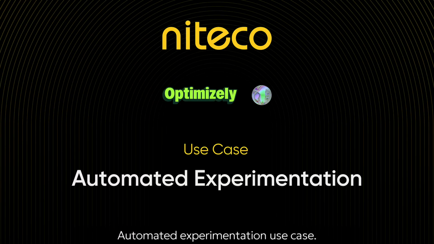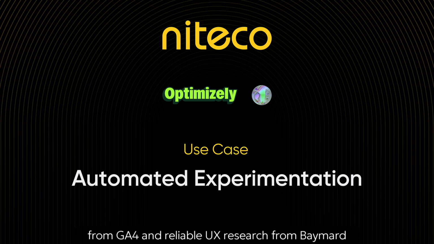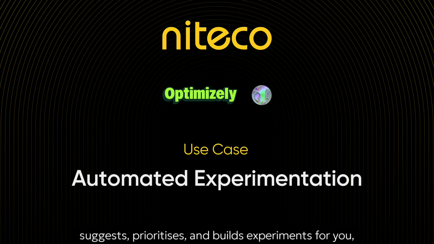Automated experimentation use case. Opal reviews your page, gathers real user behaviour from GA4 and reliable UX research from Baymard, and identifies areas for improvement. It then suggests, prioritises, and builds experiments for you, so your roadmap is ready without extra effort.